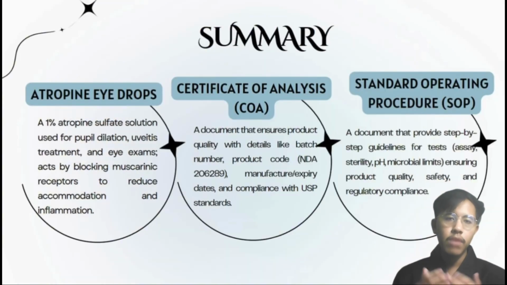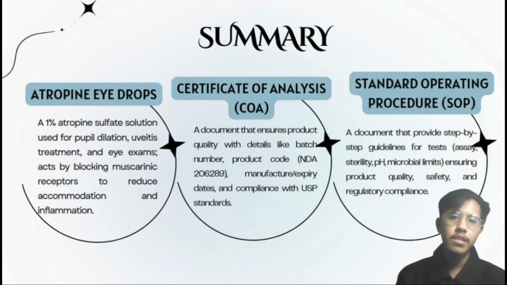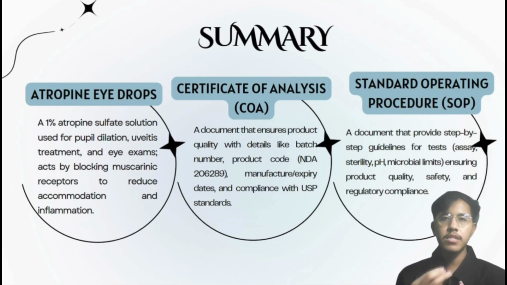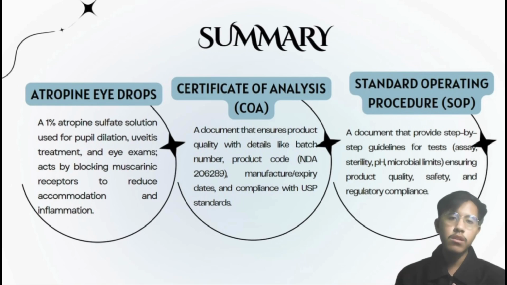For the summary, atropine eye drop, which is a 1% atropine sulfate ophthalmic solution, is used for pupil dilation and eye exams, and is rigorously tested to ensure safety and efficacy. These SOPs guarantee compliance with the USP standards, with the Certificate of Analysis (COA) that we have constructed, which provides critical details such as the batch number, product code, and manufacturing and expiry dates. Together, the SOP and the COA uphold product quality, regulatory compliance, and patient safety.